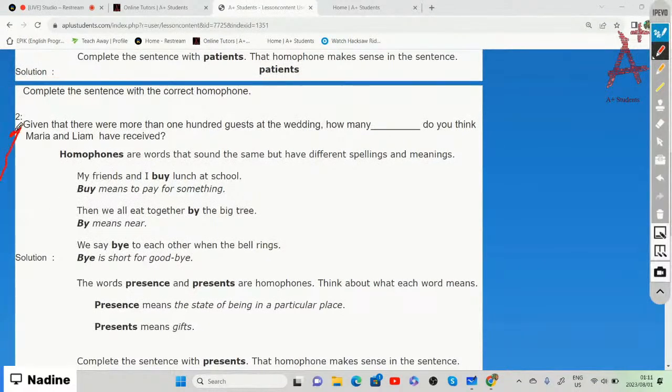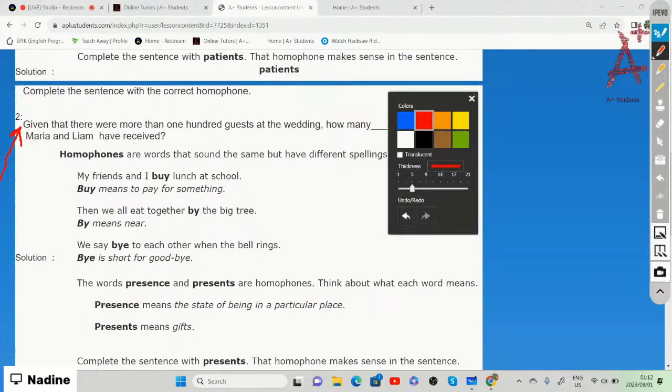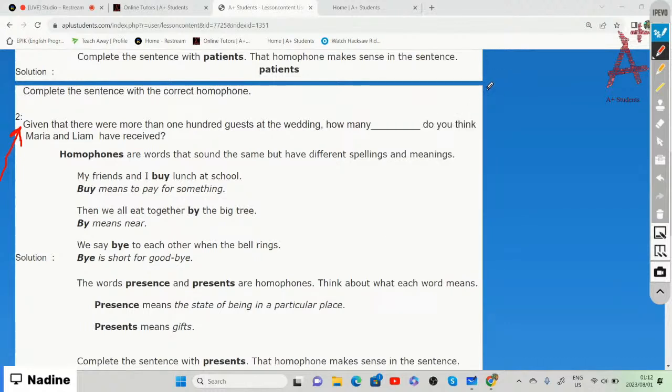Let's look at the next one. Given that there were more than 100 guests at the wedding, how many presents do you think Maria and Liam have received? Which means that we need to add the word presents. In this case, they're giving us two words that sound the same, but the spelling is different as well as the meaning. So we have presence and presents.